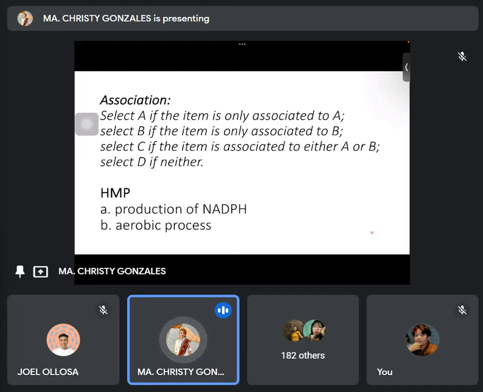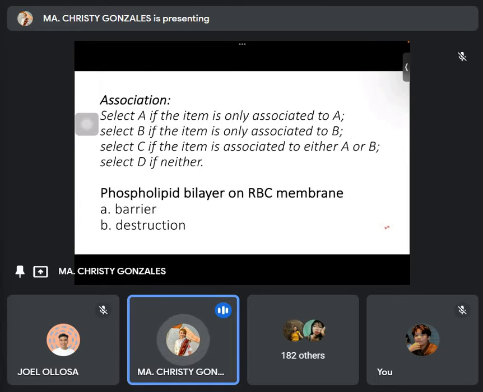Hexose monophosphate shunt, production of NADPH. Is it an aerobic process? Yes, it is. So, C is the answer here. Okay, next. Phospholipid bilayer, barrier, destruction.